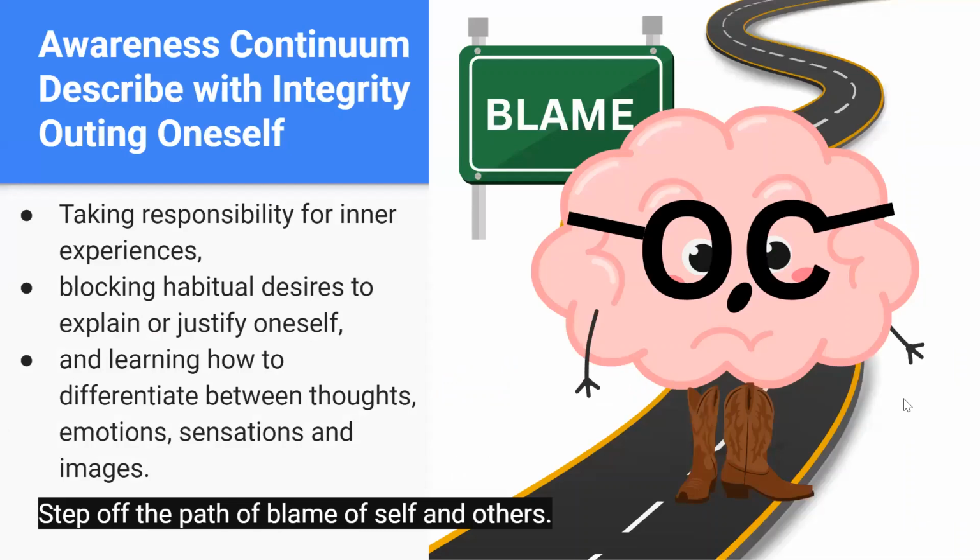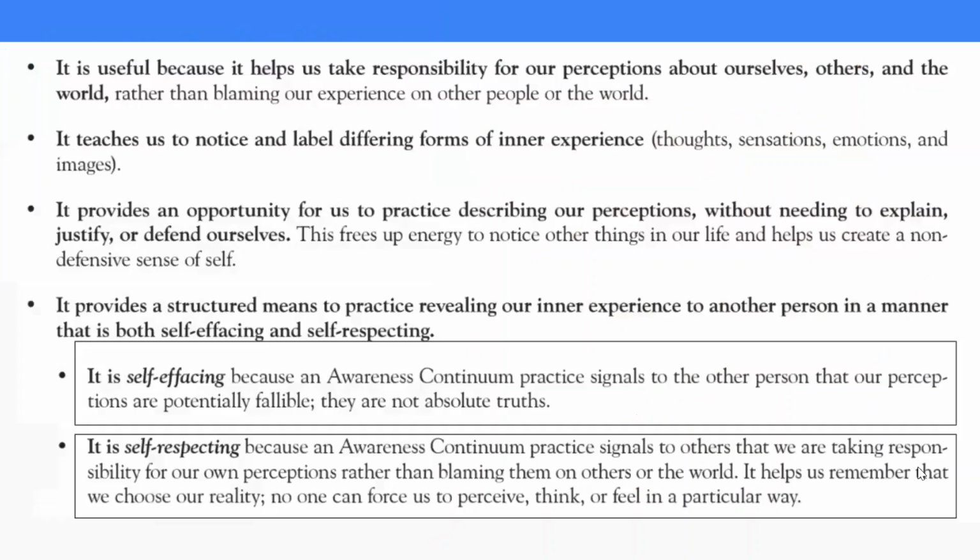So the OC brain gets to step off the path of blame of self and others by taking responsibility for inner experiences, blocking habitual desires to explain or justify oneself, and learning how to differentiate between thoughts, emotions, sensations, and images. It's useful because it helps us take responsibility and stop blaming ourselves and others.